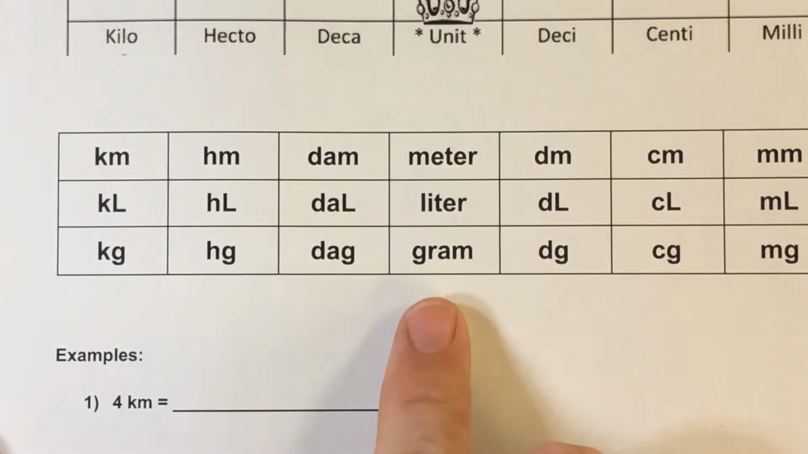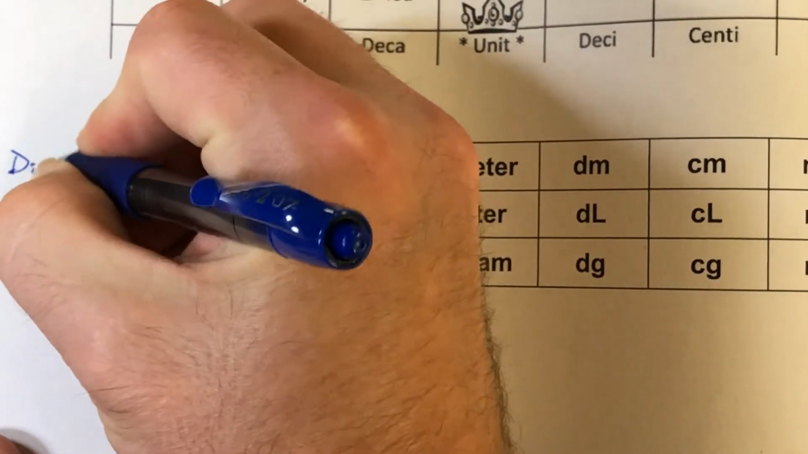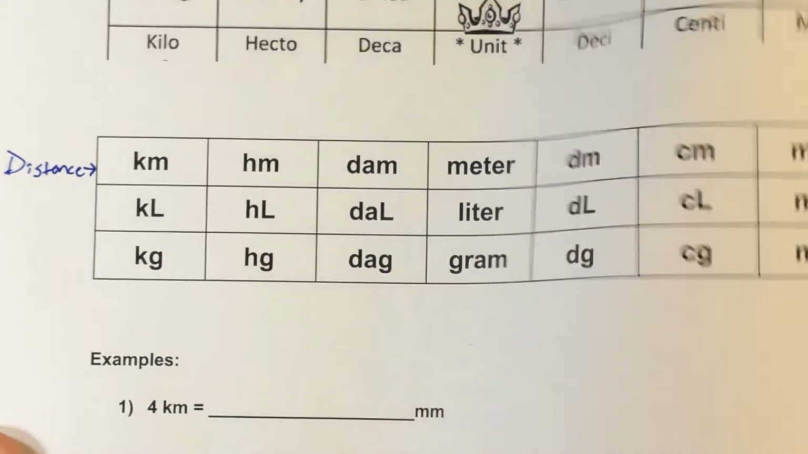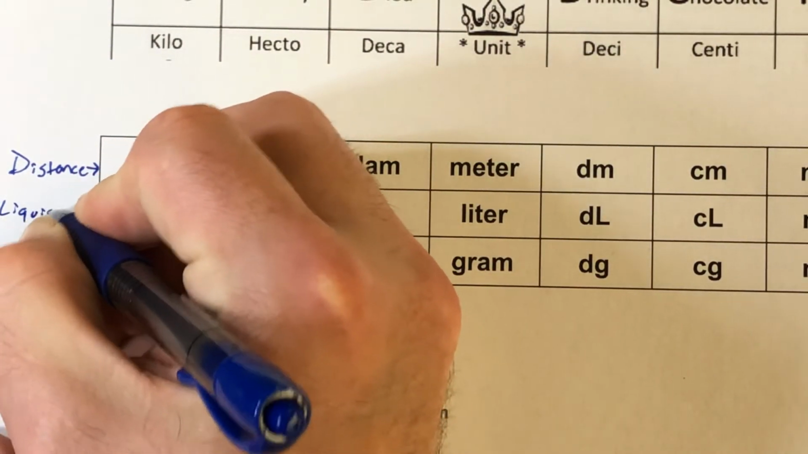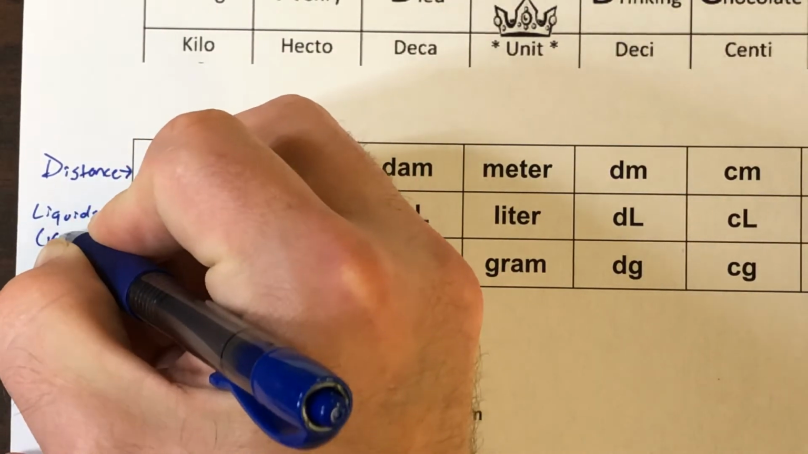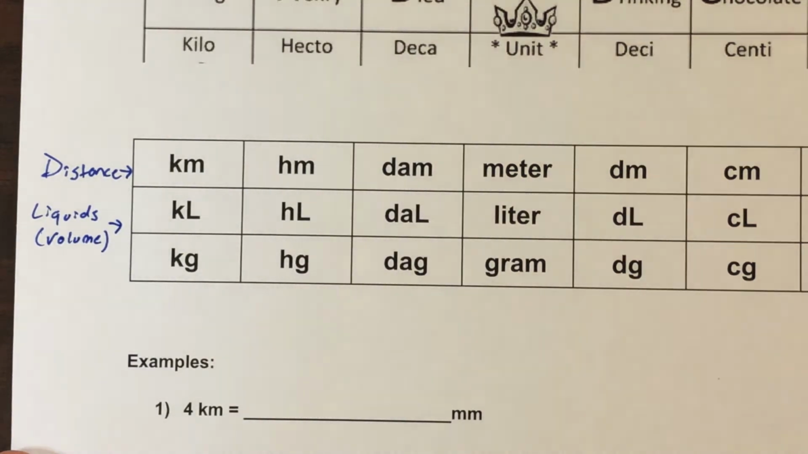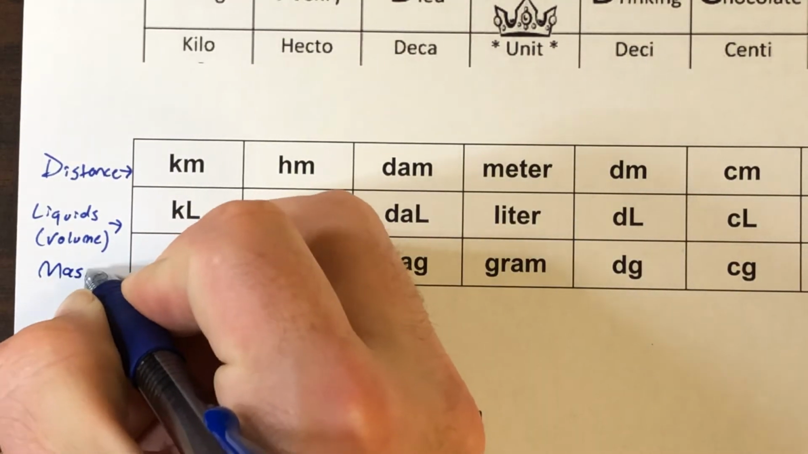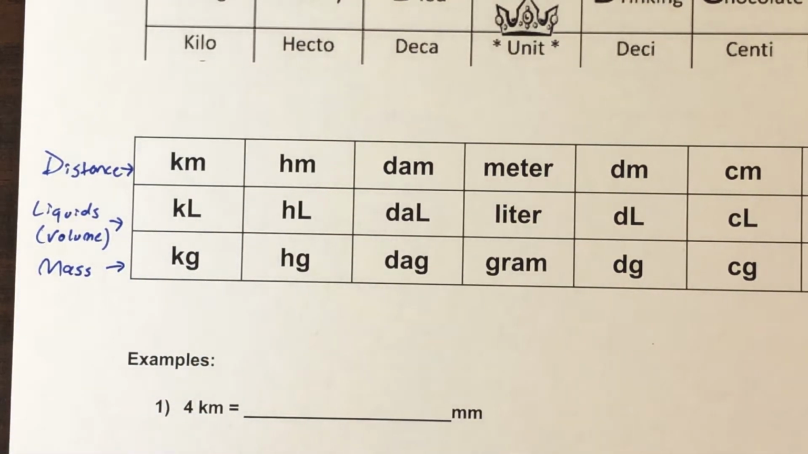So the three measurements that we're dealing with are meters, liters, and grams. Meters measure distance. Liters measure liquids or volume. And grams measure mass. Not weight, mass. That's how much matter is inside an object.